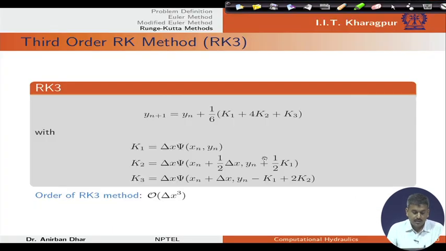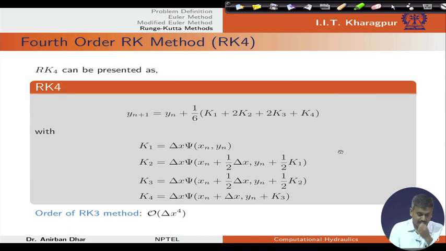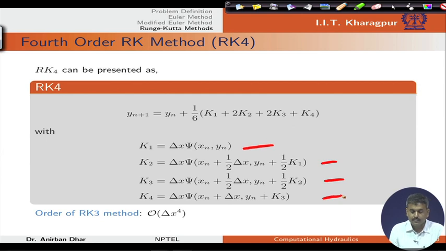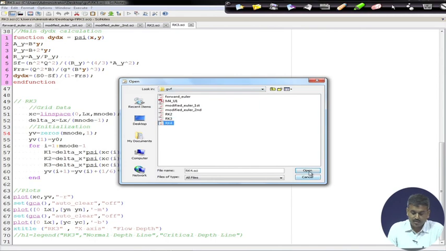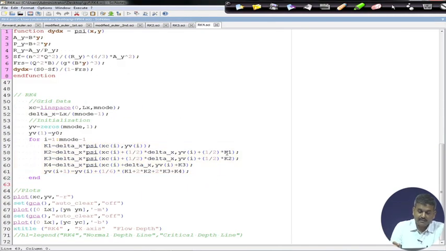Similarly, if I utilize this RK4, in RK4 also we need four terms, K1, K2, K3, and K4, and we need to change the program at this internal step. This is K1, this is K2, K3, K4, and again we can take a weighted average value here to get the final flow depth value.